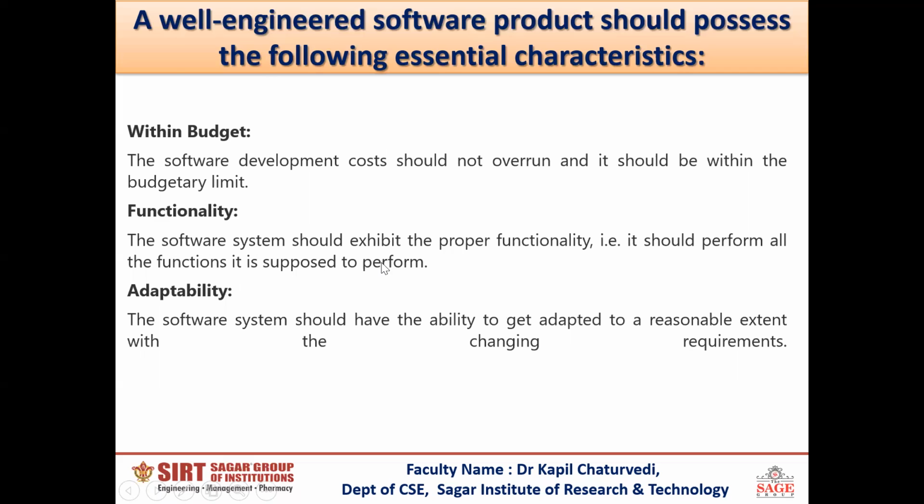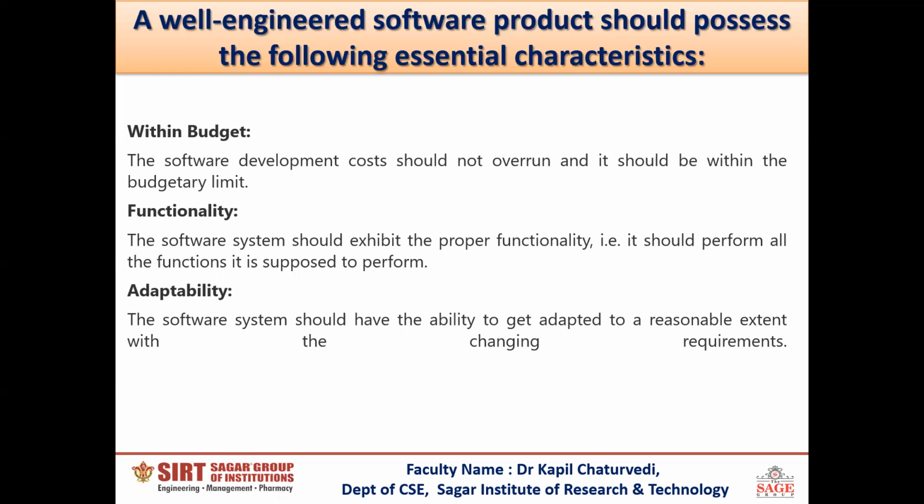Functionality. The software system should exhibit the proper functionality, that is, it should perform all the functions it is supposed to perform. That is a very fundamental feature in each and every software. The functionality which is proposed by the client, or mentioned in the requirement document, we should have in the software. The software must be equipped with all functionality mentioned in the requirement document by the customer.